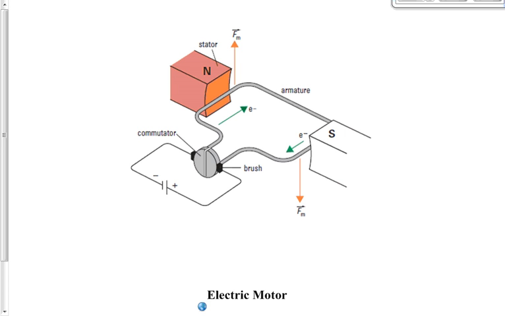Obviously, there'd be a south pole over here somewhere, right? Because you can't have a monopole. They're just showing you the section of the magnet that's really relevant to what we're doing here. So you got a north pole, you got a south pole. You also have a loop of wire that we call the armature that loops around there.